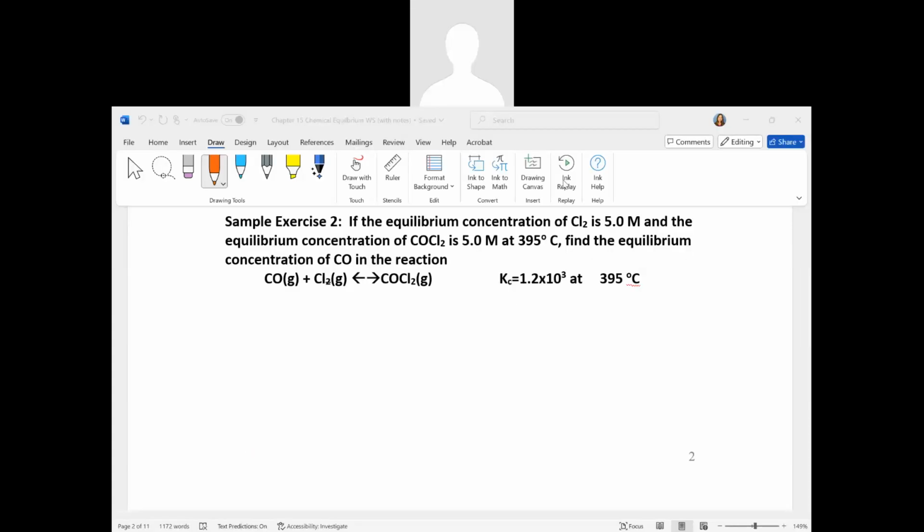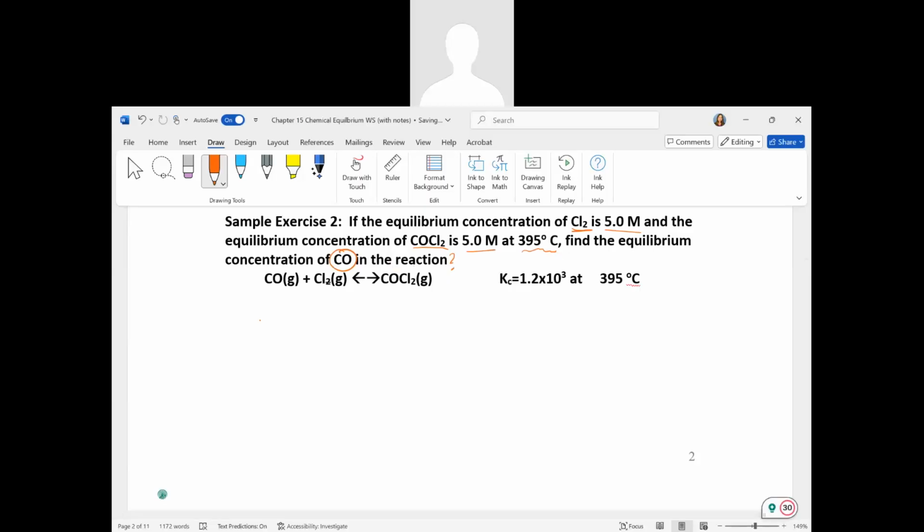In this video from Chapter 15 on chemical equilibrium, we're going to take a look at sample exercise 2 from the Chapter 15 worksheet. And in this question, we're given some information. We're told the equilibrium concentration of CO2 is 5.0 molar. The equilibrium concentration of COCl2 is the same concentration again, 5.0 molar, at 395 C. We want to know what the equilibrium concentration of CO is in this reaction. So that's what we're looking for here.